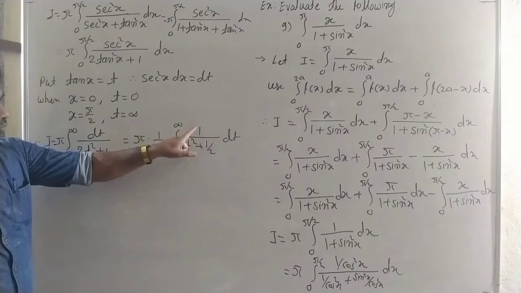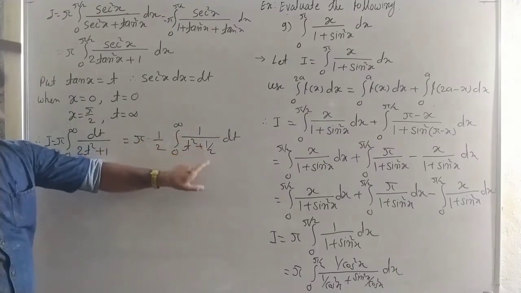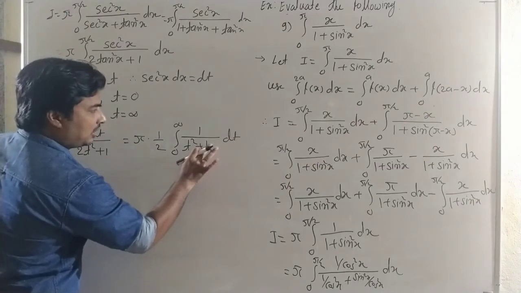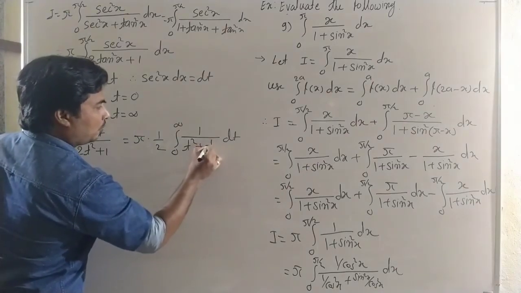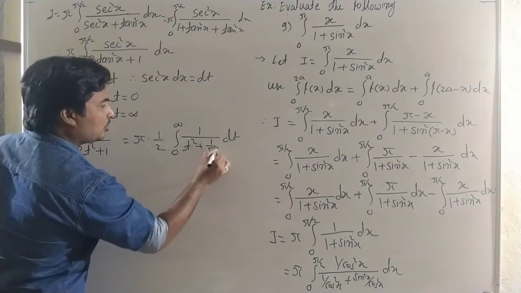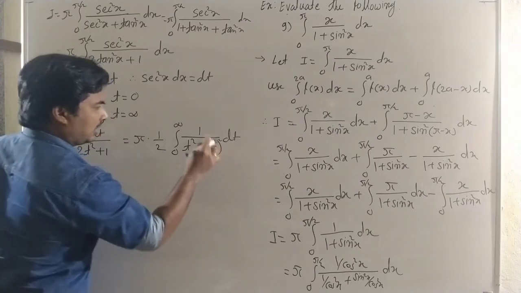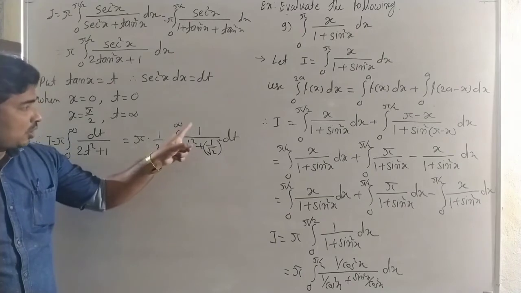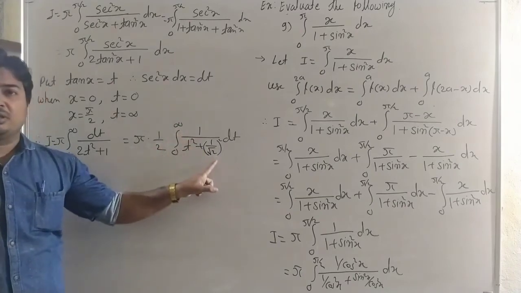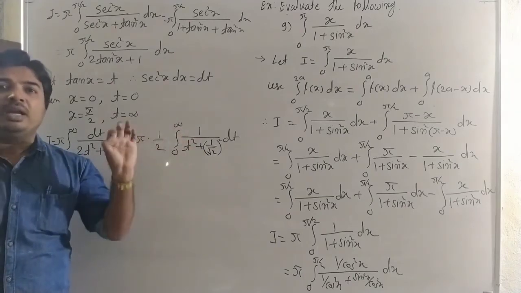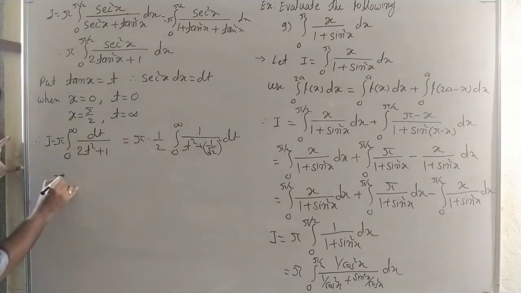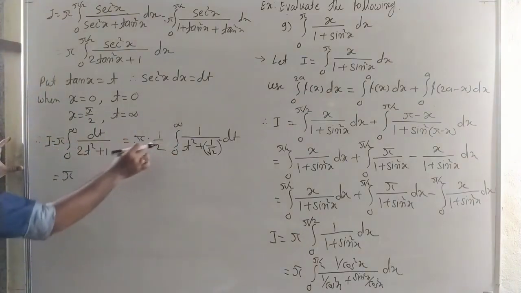Now it is in the form 1 upon x square plus a square, and we find the value of a square. Here it is 1 by 2, so we can write 1 by under root 2 whole square. Now for 1 by x square plus a square, the standard integral is 1 by a tan inverse x by a, so the integral is pi as it is, that is pi by 2.